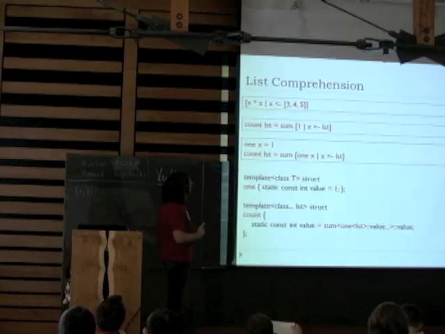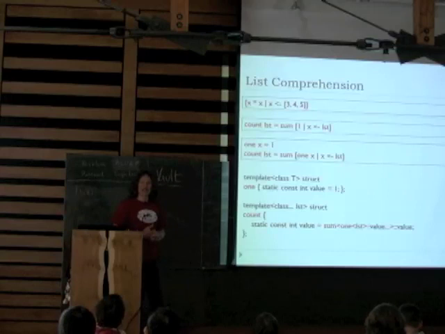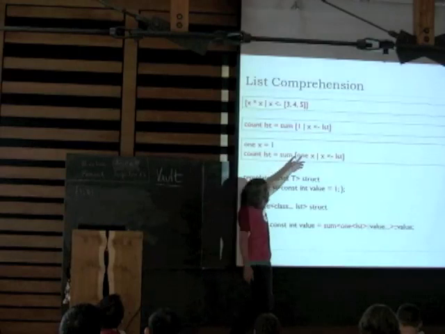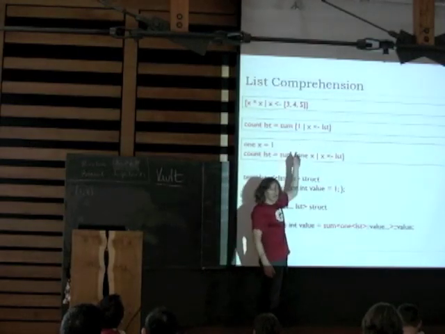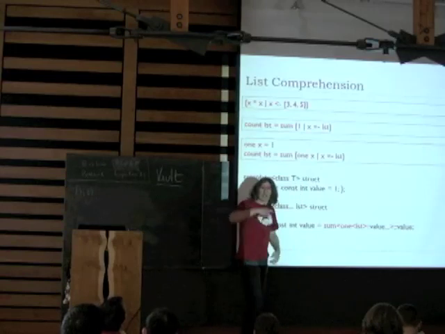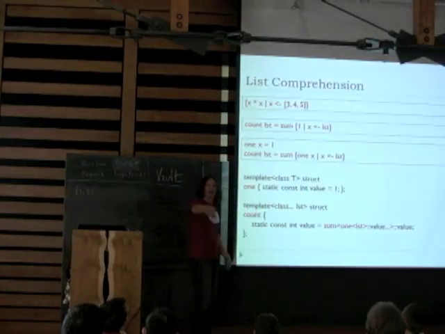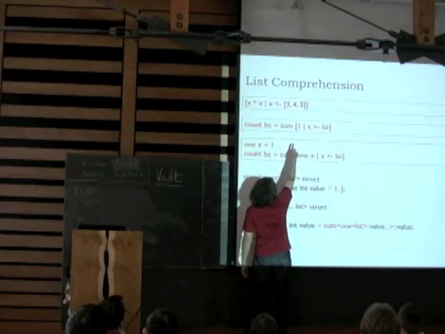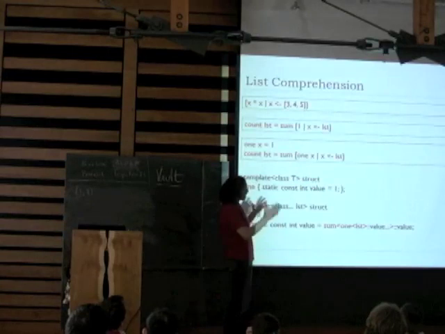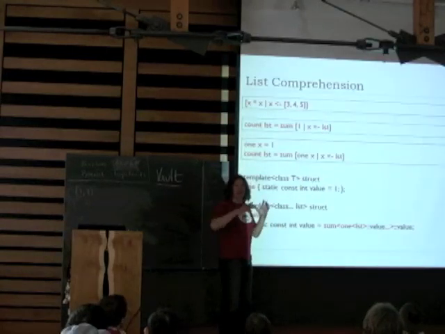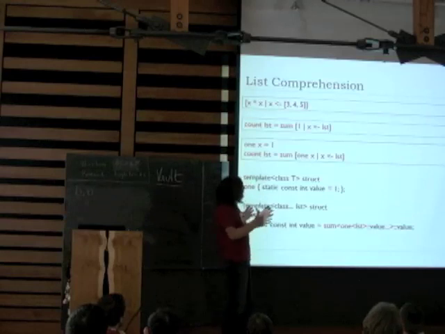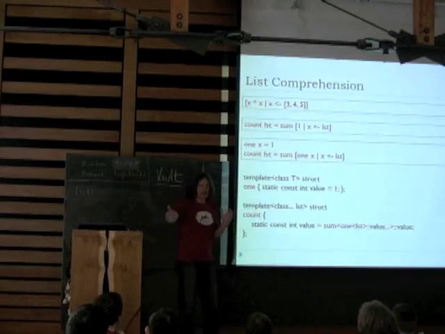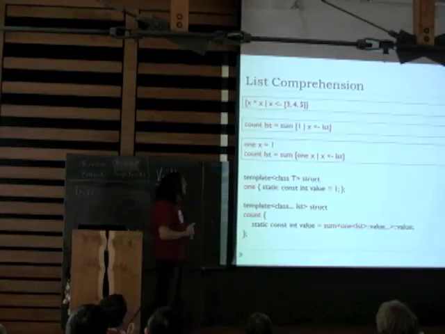Using list comprehension, I can, for instance, implement count in a slightly different way. I just take a list and use this to generate all the elements. So x is an element of list. So it's like an iterator, it goes through all the elements of the list, and for each element of the list, it outputs one. So it transforms a list of whatever into a list of ones. And then I apply sum to it. Sum is a function that will just sum the elements of the list if they are numbers, right?